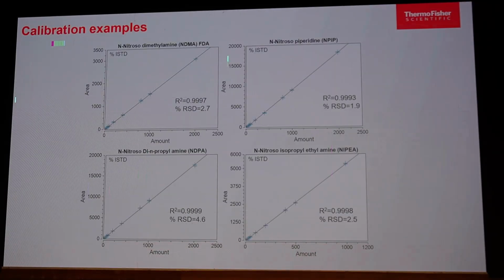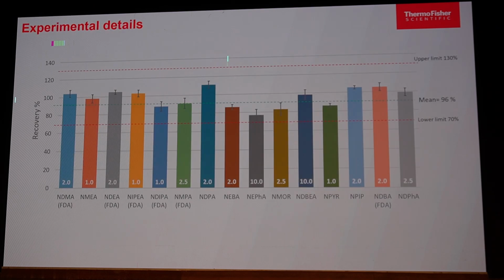And when it goes to calibration, you can get calibration for all 15 impurities with an R-squared value of more than 0.99. Only for representation, I have shown just 4 calibration curves. Then for recoveries, you can see the recovery limit is somewhere around 70 to 130 when you do the spike concentration. So we are achieving more than 80% recovery for all the impurity levels.